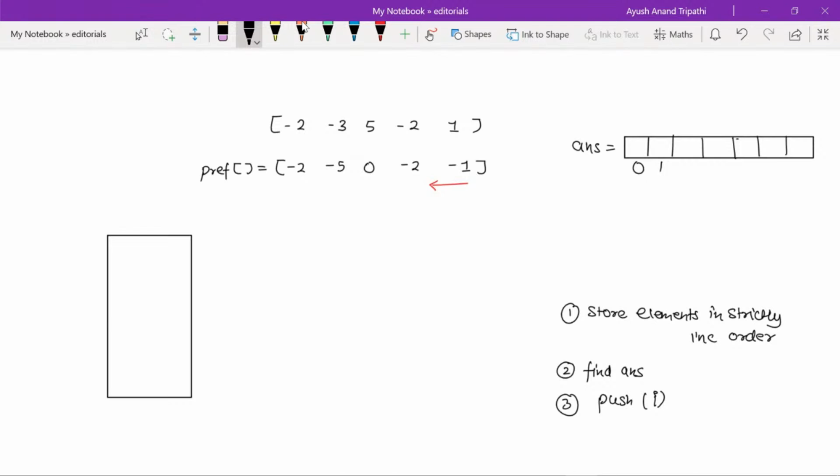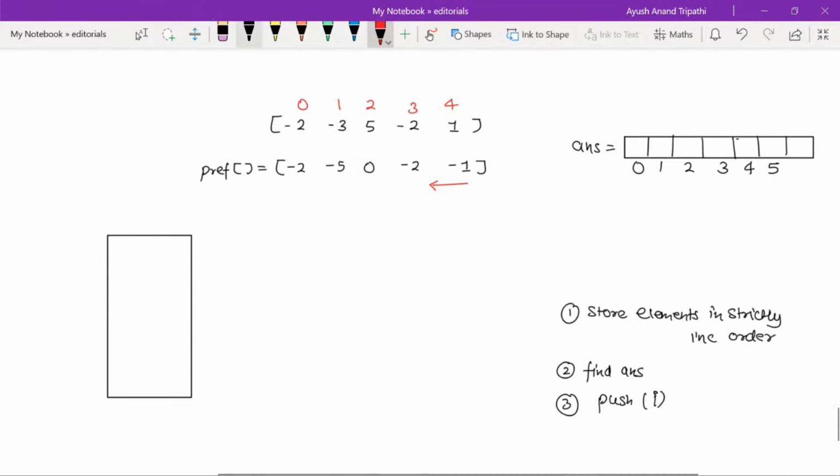So index 0, 1, 2, 3, 4, 5, yeah, till 5 only. So we'll start from this index 4, and 0, 1, 2, 3, and 4. So this time what we can see is the stack is empty.